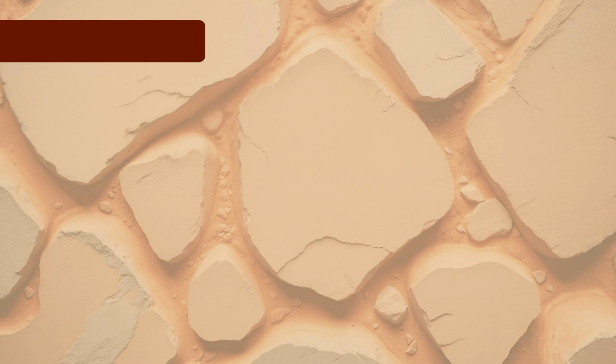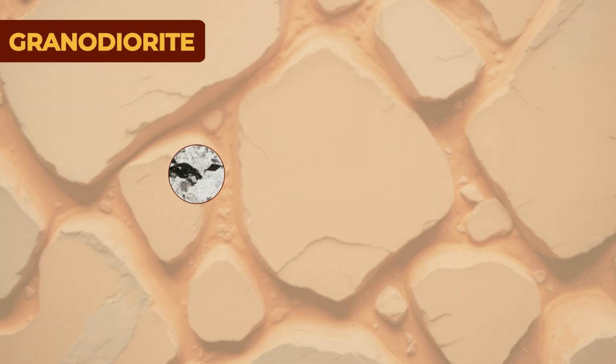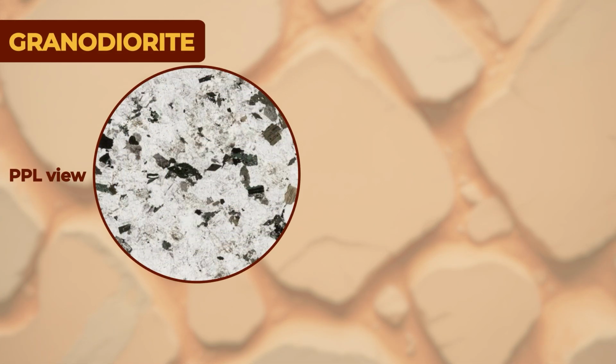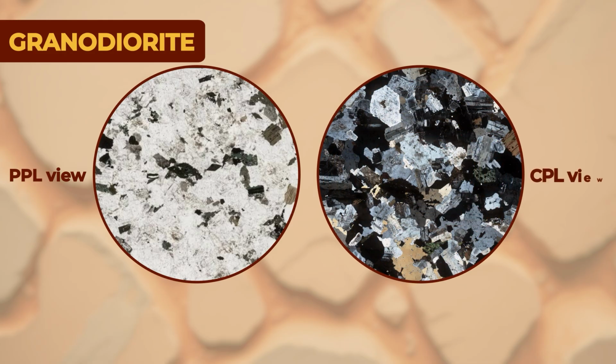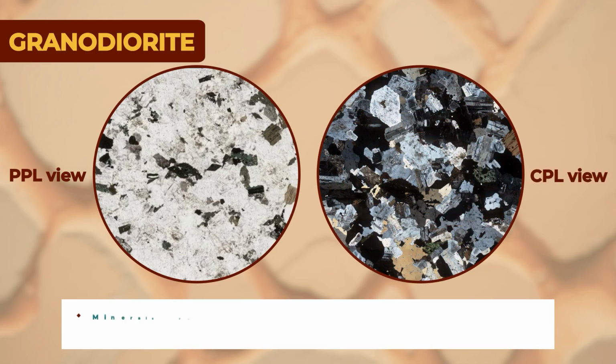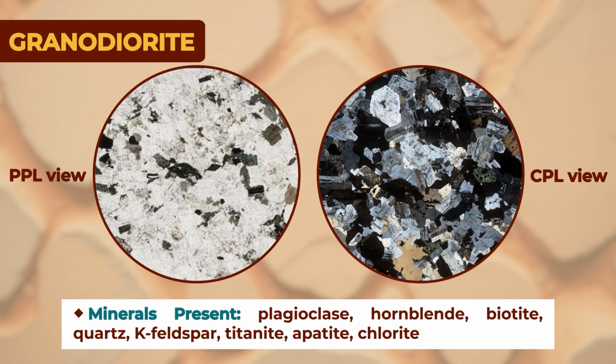So here are two photomicrographs of granodiorite, one under plane polarized light view and the other under cross polarized light view. You can see these brown colored minerals over here are the biotite. In here you can also see the minerals showing alternate light and dark bands. These are the plagioclases. The minerals present, again I am reiterating, are plagioclase, hornblende, biotite, quartz, potash feldspar, titanite, apatite and chlorite. These green colored minerals over here are the hornblendes in the PPL view.